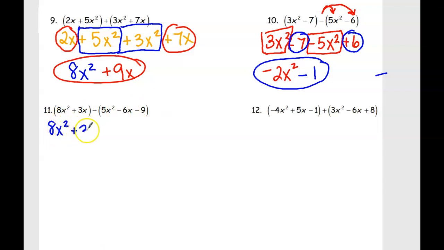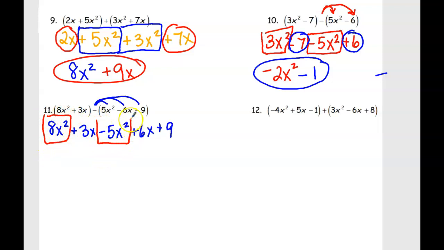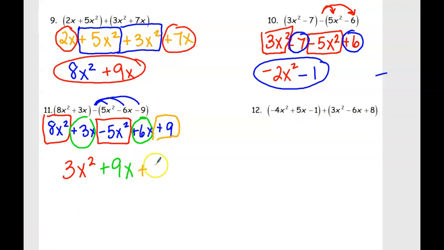8x squared plus 3x, then it's like I'm distributing a negative 1. So I'm going to subtract 5x squared. Then I'm going to add 6x because a negative times a negative is a positive, and then I'm going to add 9. Okay, so always rewrite it without the parentheses. And then when you start combining your like terms, you've got 8x squared minus 5x squared is 3x squared. Now you've got 3x plus 6x is 9x. And then finally, you've got this 9, and there's nothing you can combine the 9 with, so it's just going to be plus 9.